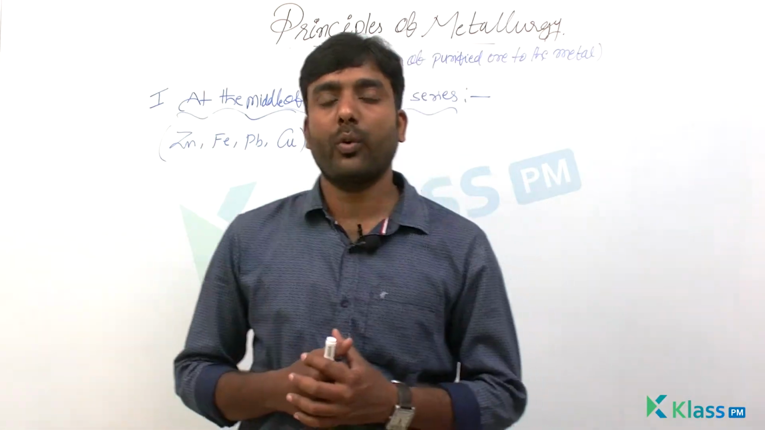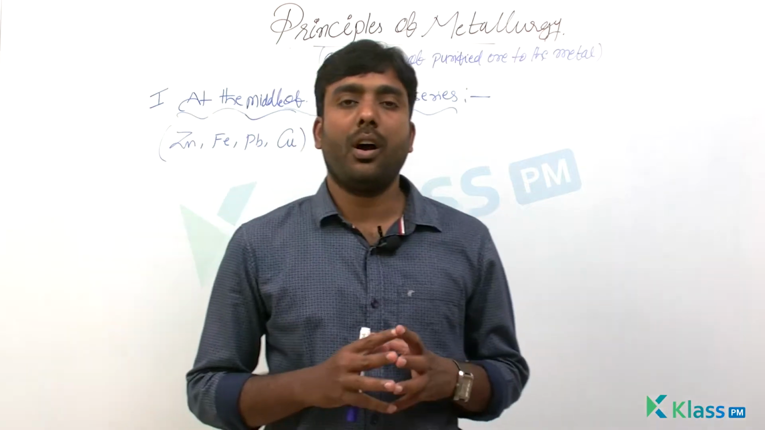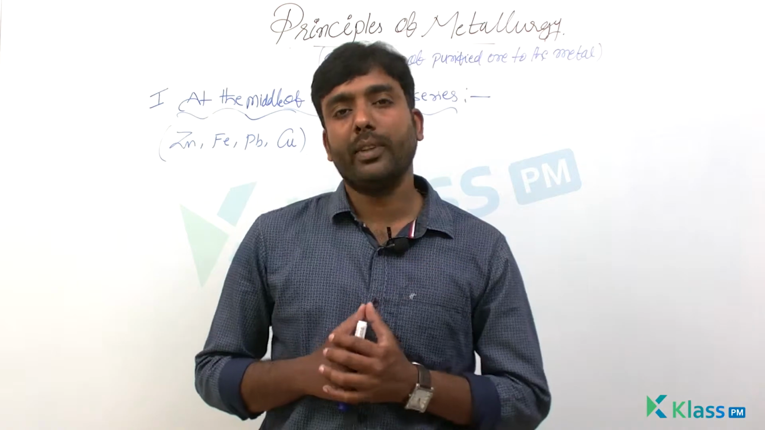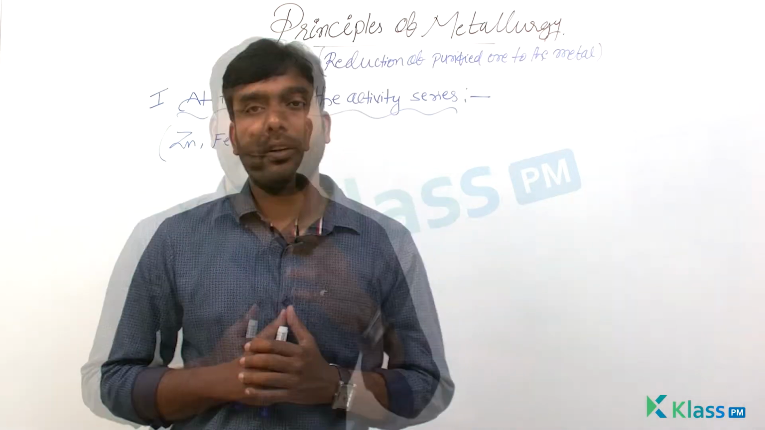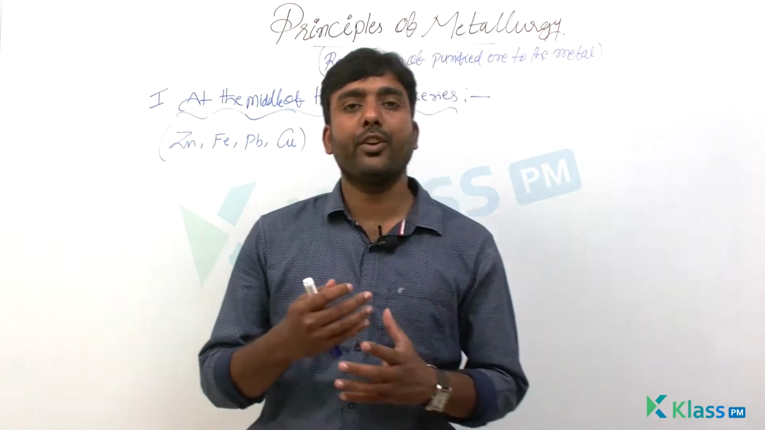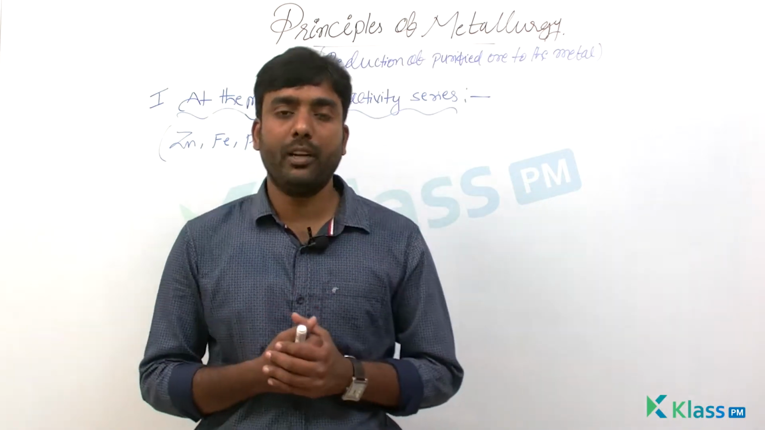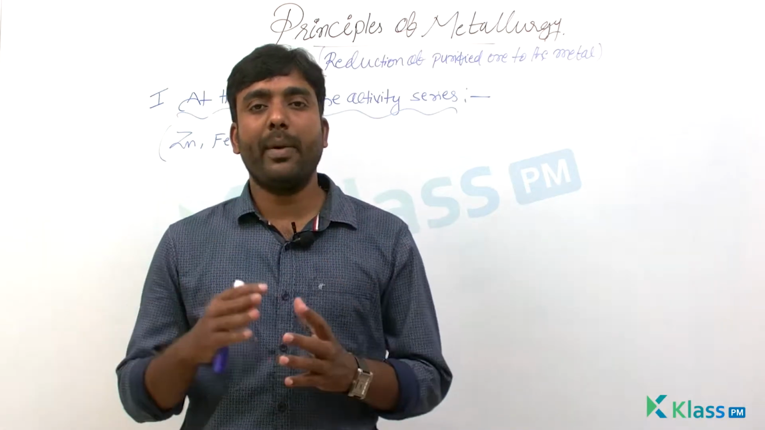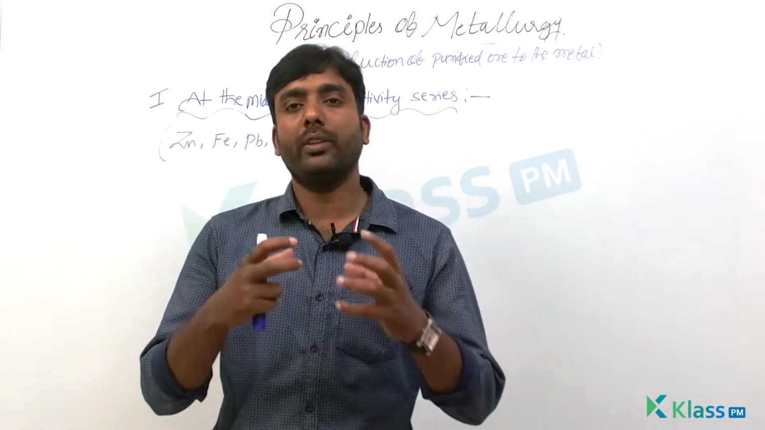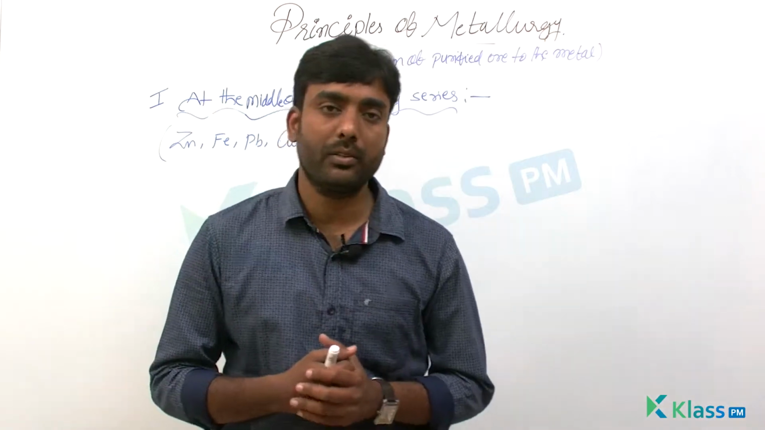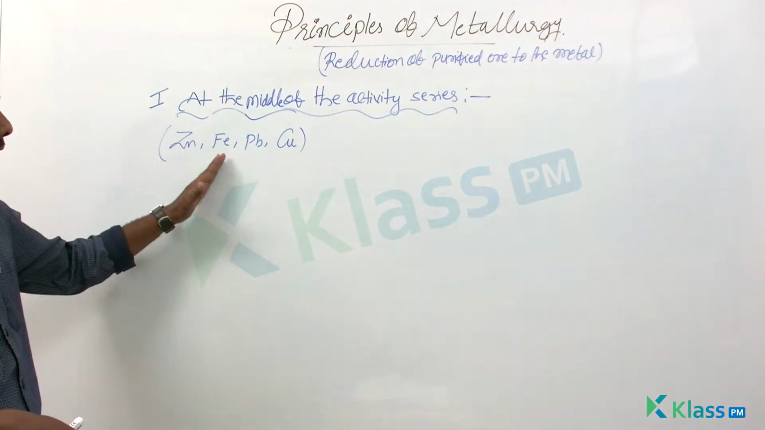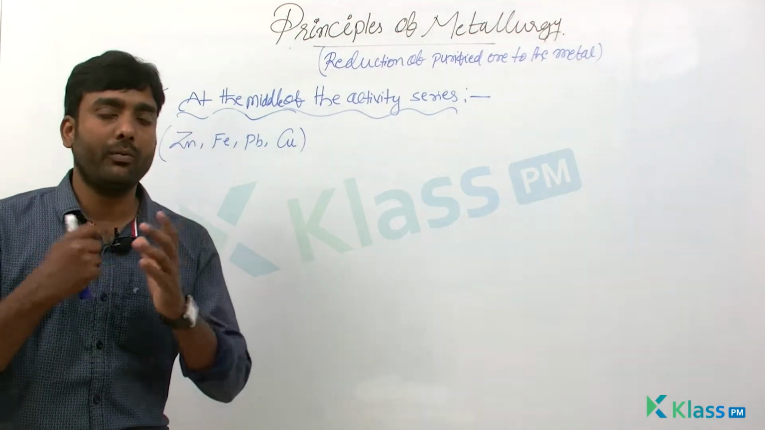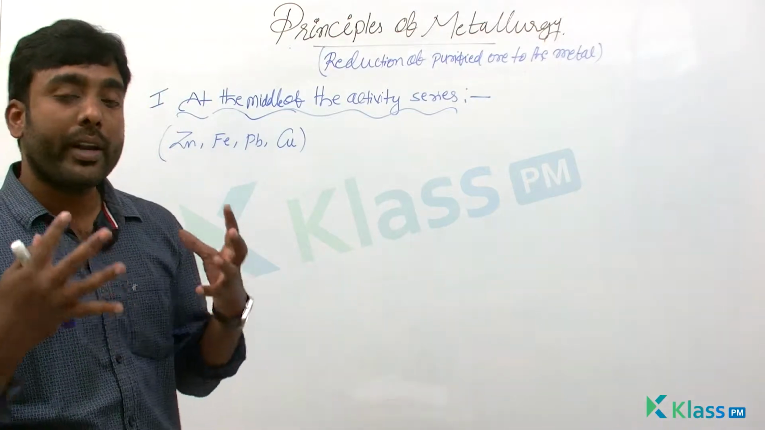In today's class we are going to discuss reduction of purified ore to the metals at the middle of the activity series. In the last class we discussed how metal ores are reduced to the metals at the top of the activity series. Today we are going to discuss the metals at the middle of the activity series, how their ores are reduced to metals. So here we are talking about zinc, iron, lead, copper and tin also we can consider. These are the metals which are in the middle of the activity series. It means they are moderately reactive.